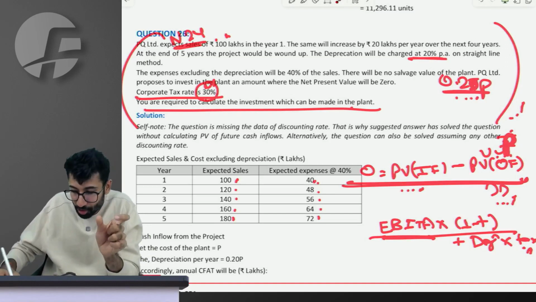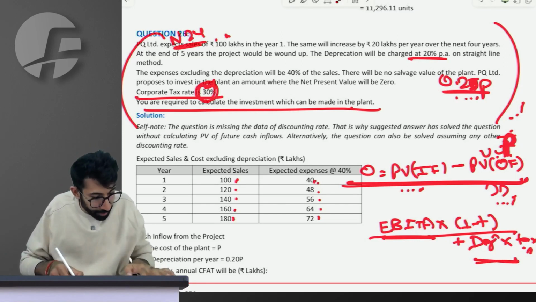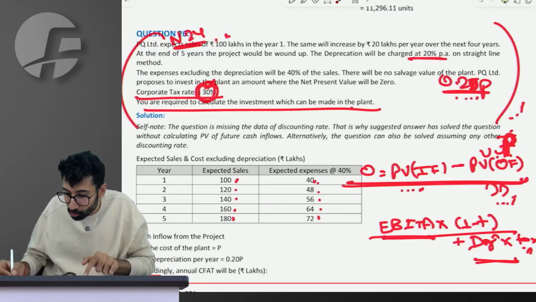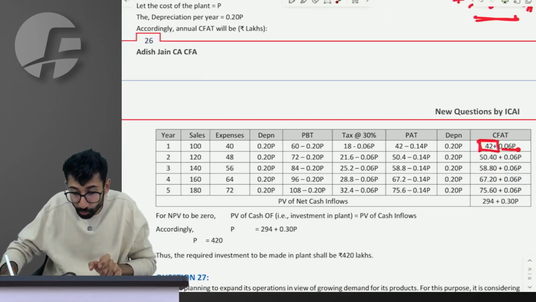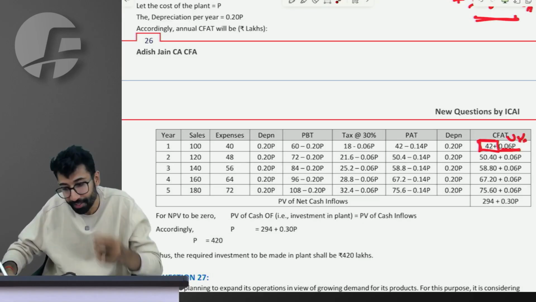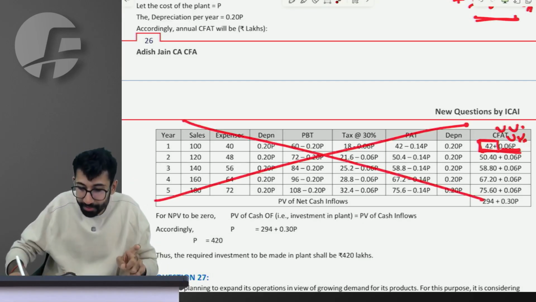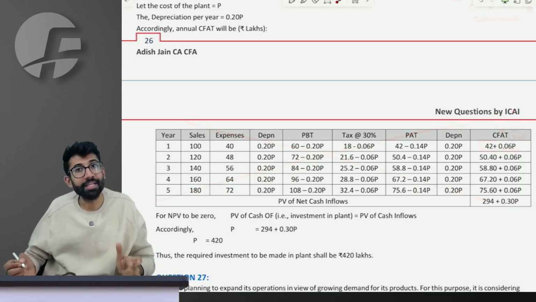Of this depreciation amount, I want to take 30% tax advantage. So 0.2 multiplied by 30% tax advantage is 0.06P, the amount of tax advantage on depreciation that I want to add to CFAT. Rather than following this scheme, follow this one, easy.